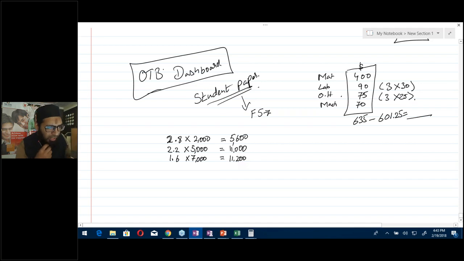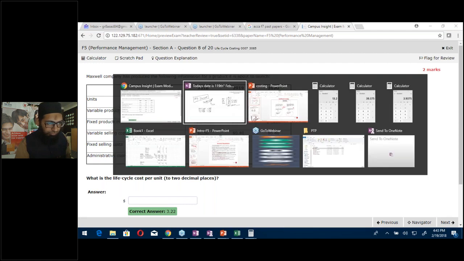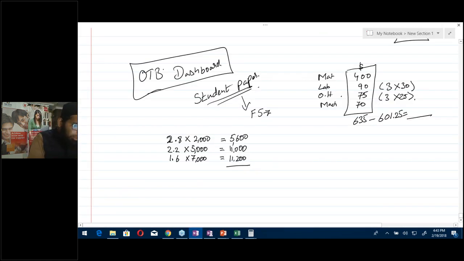Fahad has asked me why this is 2.8. The 2.3 is the variable production cost, whereas 0.5 is the variable selling cost. It is important to note that in life cycle costing, we use all costs. So when I total it, my total variable cost will be how much? It's 11,200 plus 11,000 plus 5,600. It will be 27,800.